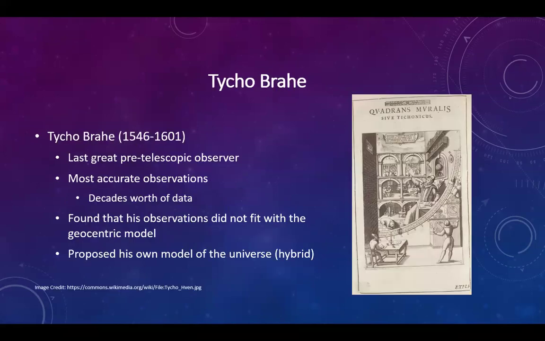Now, Tycho Brahe lived from 1546 to 1601, so he actually died before Galileo, and was the last great pre-telescopic observer. He was also a character. He got his nose cut off in a duel when he was young, and he had a silver nose for special occasions. But he got banned from several countries.